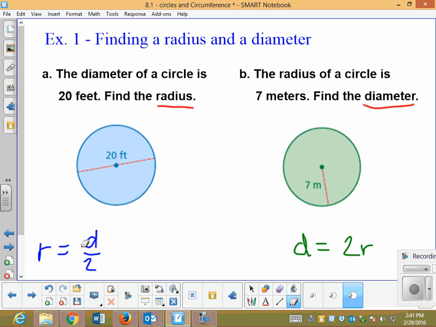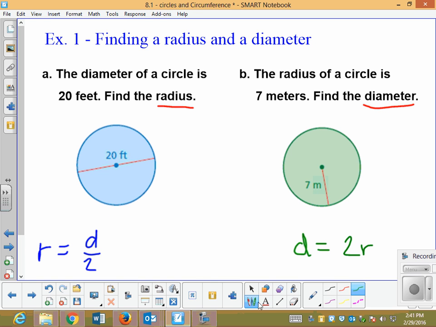Okay, next, we're going to go ahead and do example 1. In this example, we're going to be finding either the radius or a diameter. So I have here two circles. The first example, A, says the diameter of a circle is 20 feet. So the diameter is the distance from one side to the other side, passing through the middle. And if you want to find the radius, it's just split in half. So half of 20 is 10.